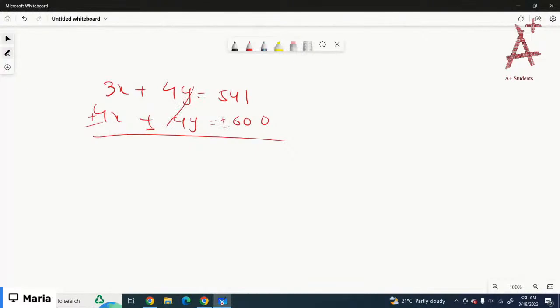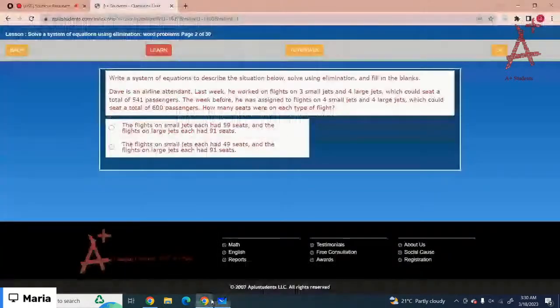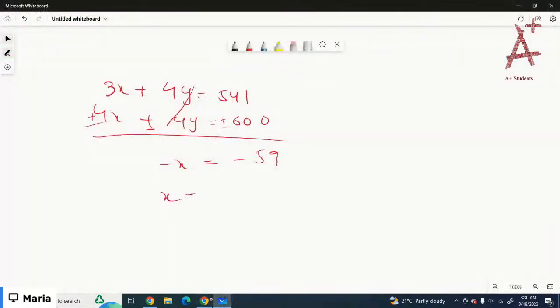And negative 4 plus 3 is negative x equals... let me just use the calculator. 600 minus 541 is 59. Got it? So it would be negative x equals negative 59. So it would be x equals 59. Got it? Just replace any of the equations with x and calculate the value of y.